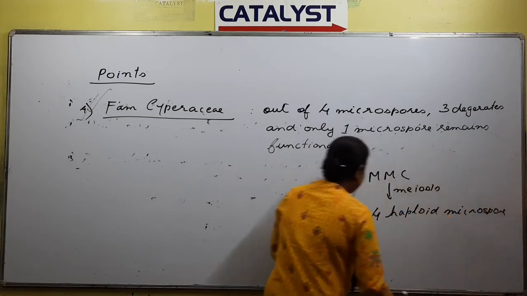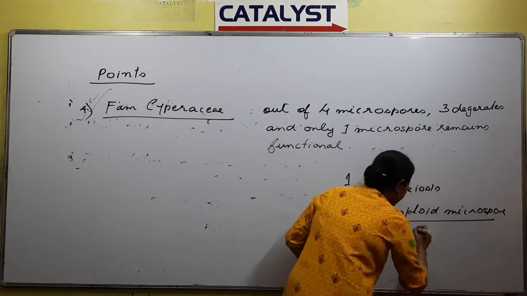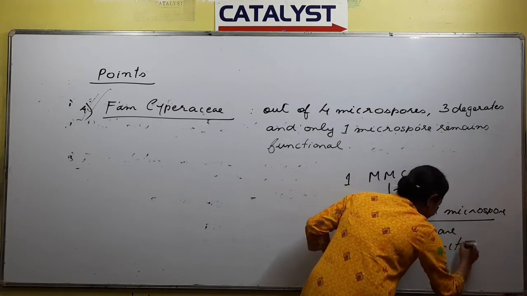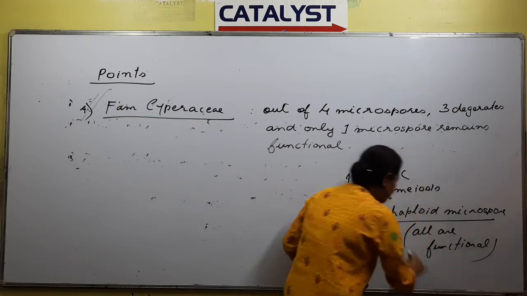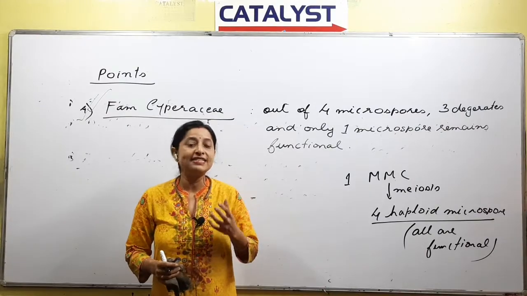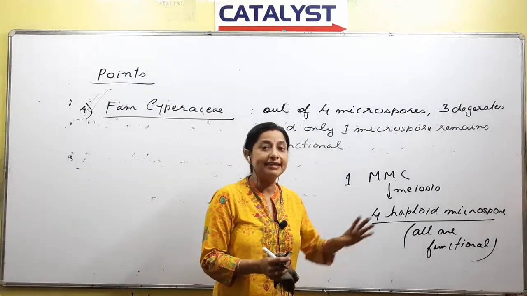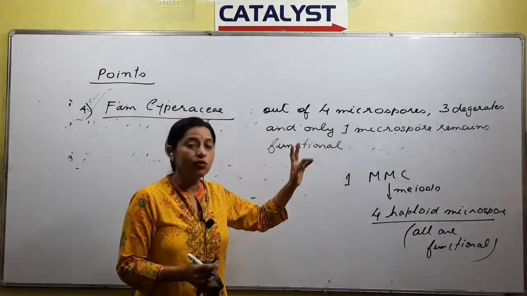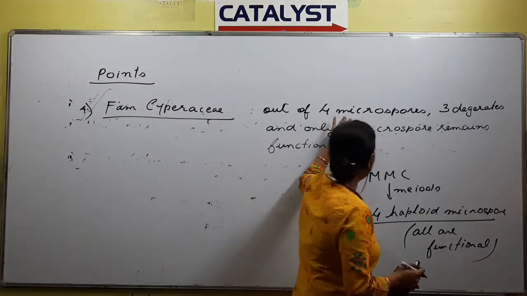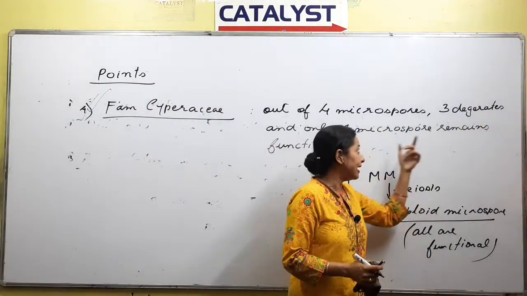And in normal cases all are functional, right? Normally in all groups of plants, out of the 4 microspores that are present, all 4 pollen grains are functional. But Cyperaceae is the only family in which out of 4, 3 degenerate and only one remains functional.